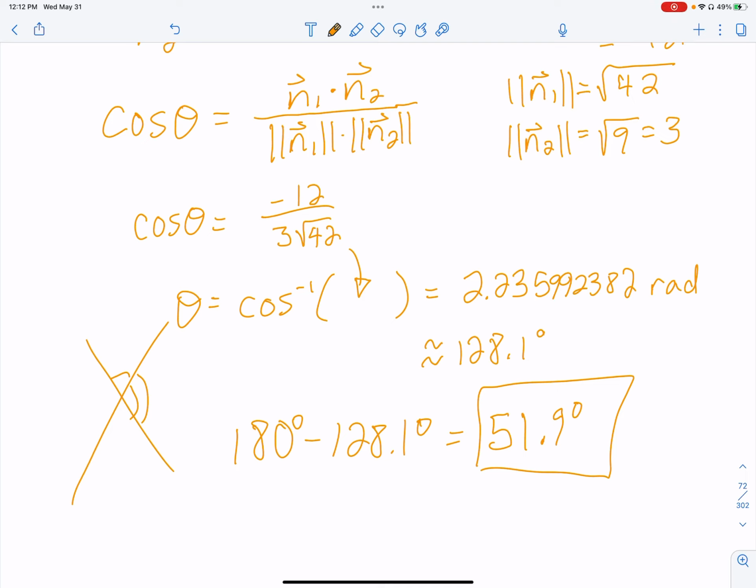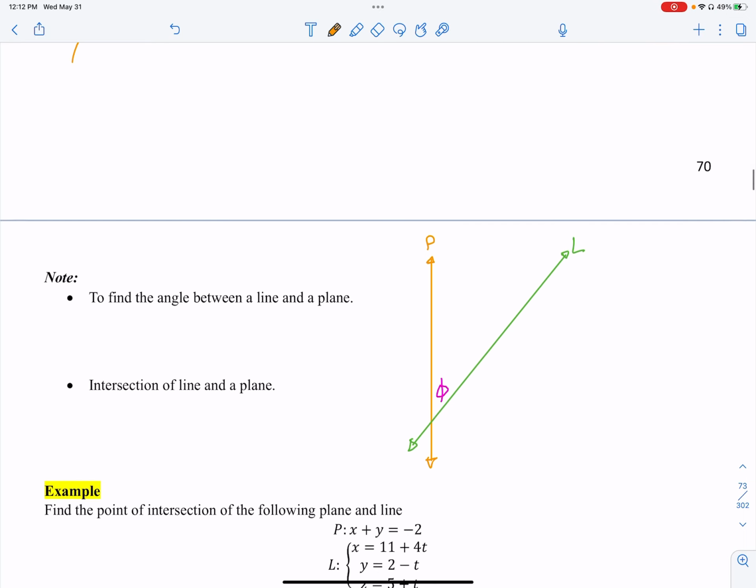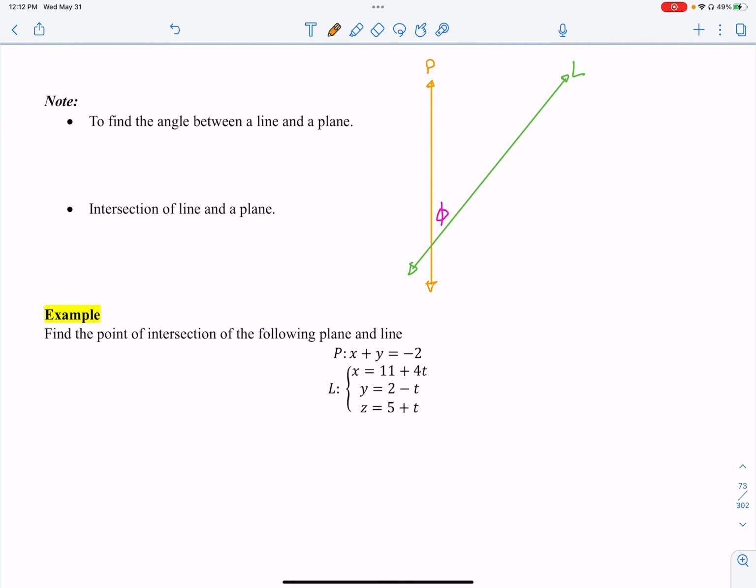All right, so to find angles between planes, we find the angle between the normals. All right, what if we were trying to find the angle between a line and a plane? Let's do a little bit of analysis here. We're trying to find phi there. So if I'm trying to find phi, I can work off that I have a normal vector. So I'm going to draw this normal vector here. All right, there's my normal vector.